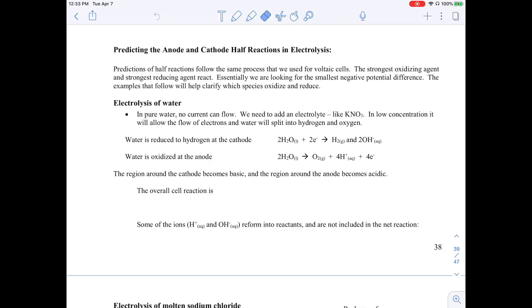So, predicting the anode and cathode half reactions in electrolysis. Predictions of half reactions follow the same process that we use for voltaic cells. It's still going to be that the strongest oxidizing agent and the strongest reducing agent react. The thing that we're expecting to be different is that the strongest oxidizing agent is below the strongest reducing agent. So this is non-spontaneous, and we have to give it electricity for that reaction to go forward.